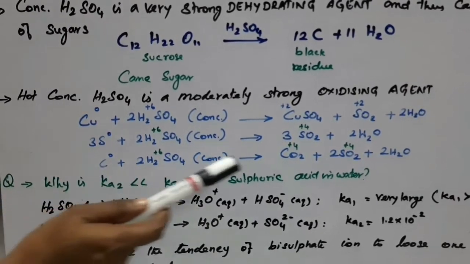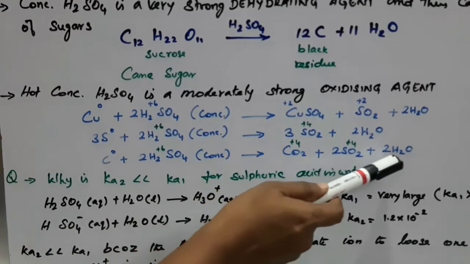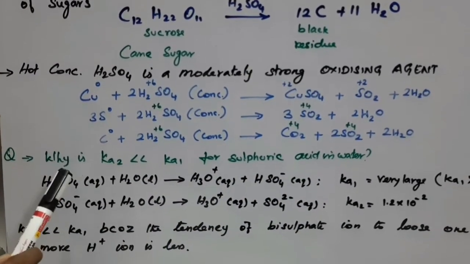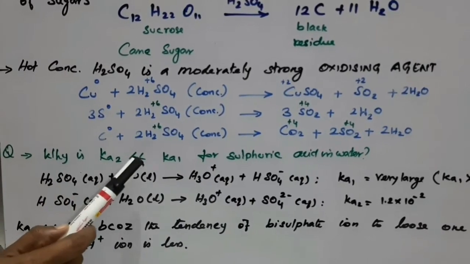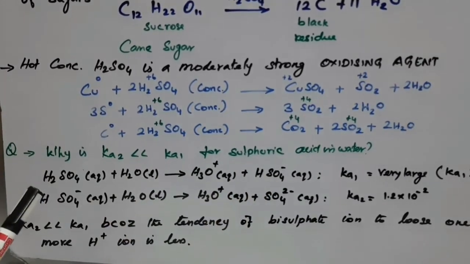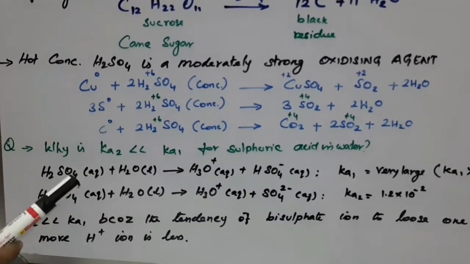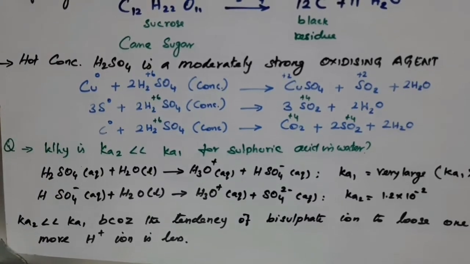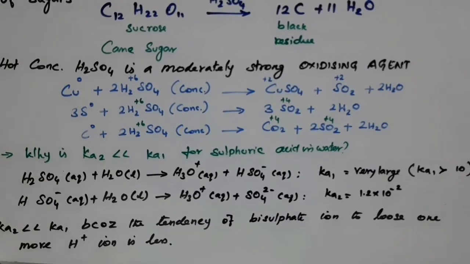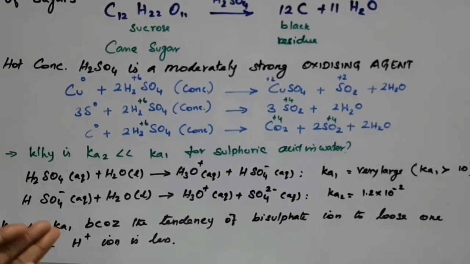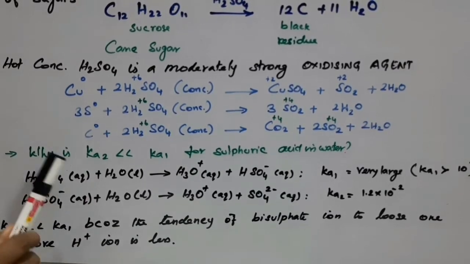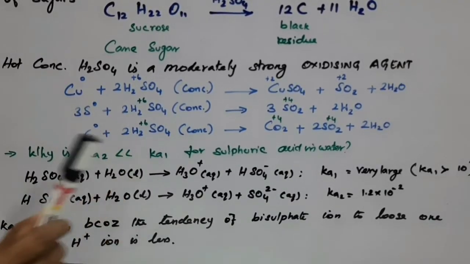Carbon is a non-metal to form carbon dioxide and sulfur dioxide and water. Next question: why is Ka2 less than Ka1 for sulfuric acid in water? Ka means acid dissociation constant. This acid dissociation constant only decides the strength of the acid, whether it is a weaker acid or a stronger acid. Here the question is why Ka2 is less than Ka1.